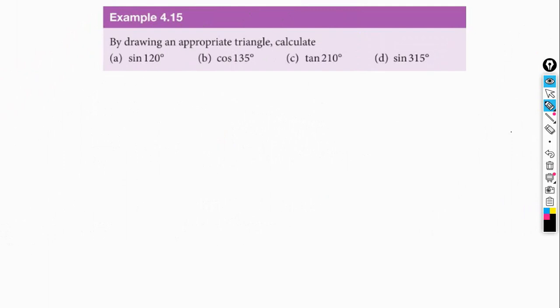So here we are with example 4.15, and it says by drawing an appropriate triangle, calculate the following. So letter A, sine of 120 degrees. What you do here is you use the Cartesian plane as a reference, and you know that up to here it's 90 degrees, 30 degrees more, so it would be more or less here. So this is your terminal arm right there, and let's say this is 120 degrees.